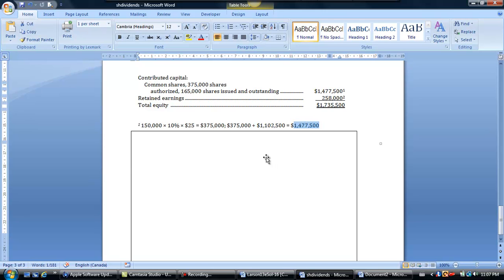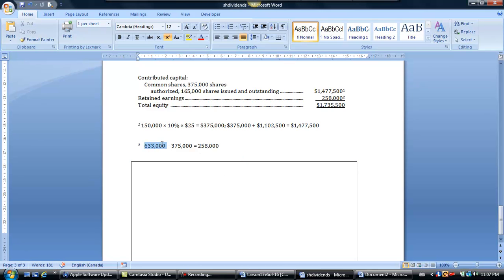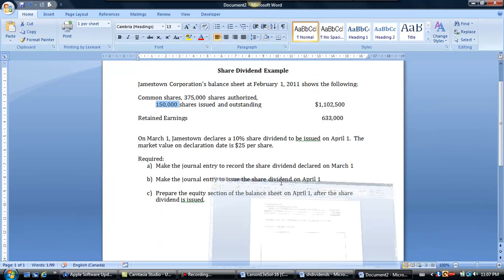So now, how do we get retained earnings at $258,000? You'll recall from the example we had it at $633,000 on February the 1st. Don't forget, share dividends, along with cash dividends, any kind of dividend, is closed out to retained earnings. So the declaration of a dividend reduces retained earnings. Our retained earnings initially sat at $633,000. We can see that in the original question.